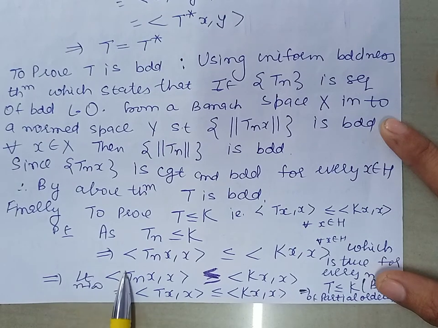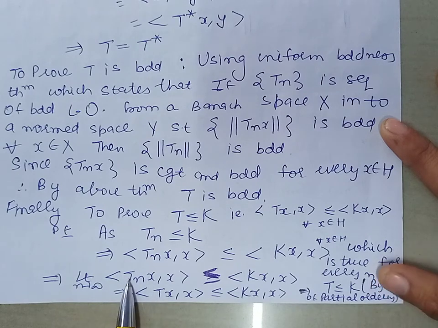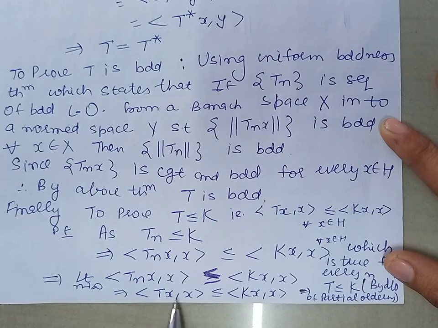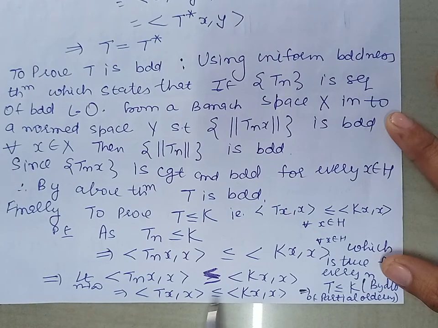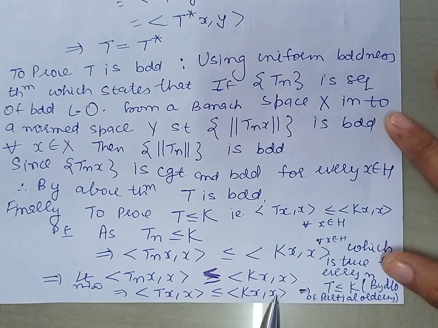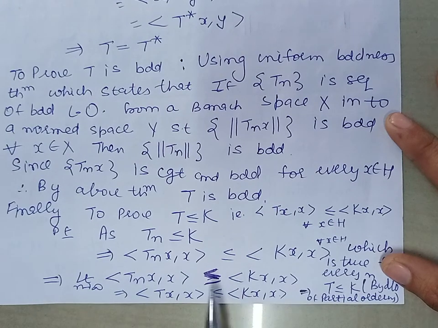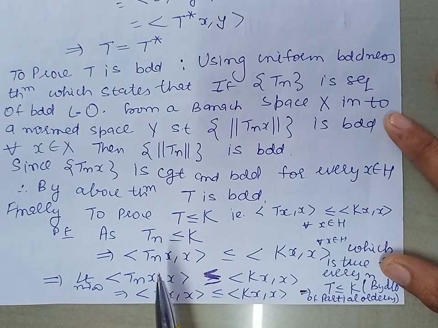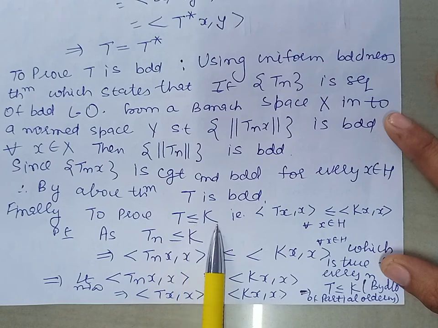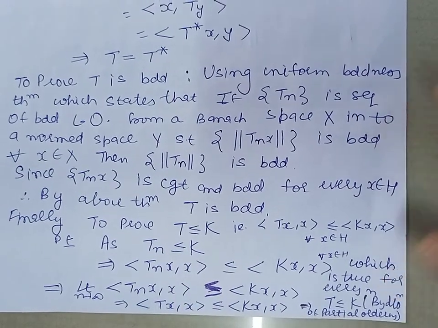Now this limit can be taken inside in the first argument, limit of Tn x, and the limit of Tn x is Tx. So this proves that inner product of Tx with x is less than or equal to inner product of Kx with x, and by definition of partial ordering, this proves that T is less than or equal to K. So we have proved all the steps. T is linear, T is self-adjoint, T is bounded, and also T is less than or equal to K. And this completes the proof for the monotonically increasing sequence.